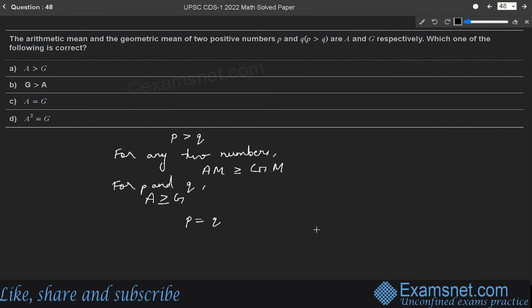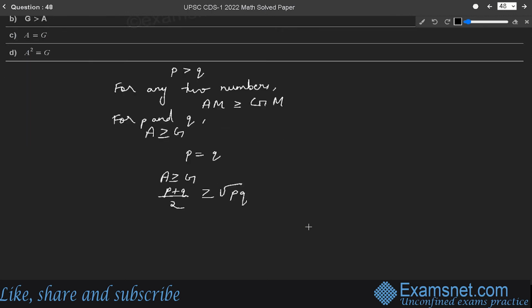When we take P is equal to Q, then if we put P equal to Q in A is greater than or equal to G, we will get (P plus Q)/2 is greater than or equal to under root PQ. Therefore, further solving it, we will get 2P/2 is greater than or equal to under root of P square, and P will be greater than or equal to P. It means that P is equal to P.